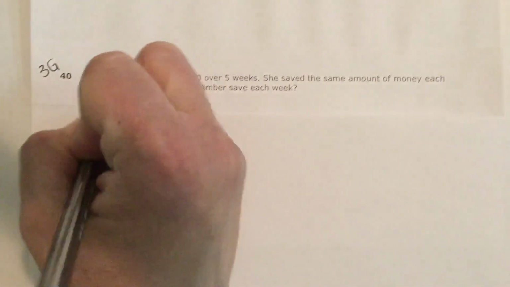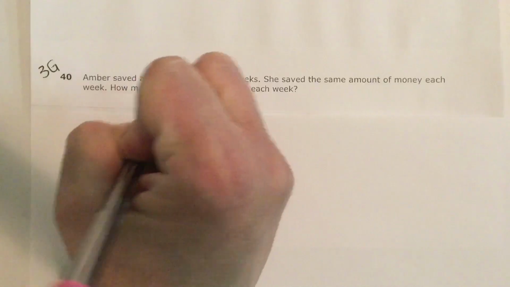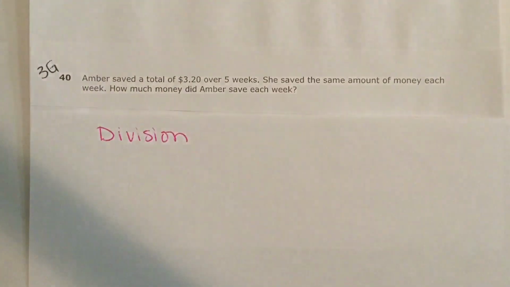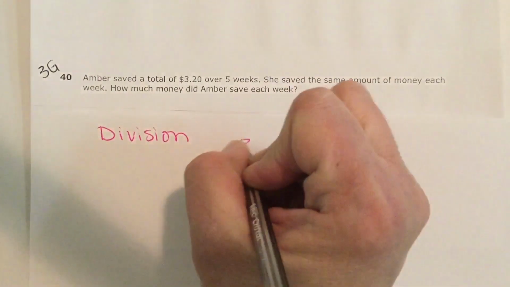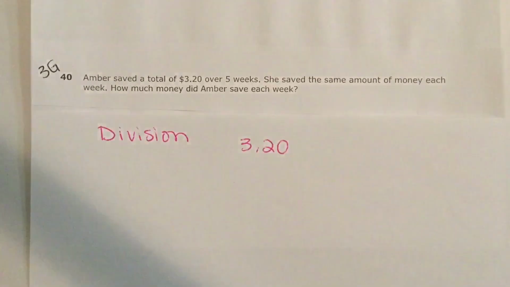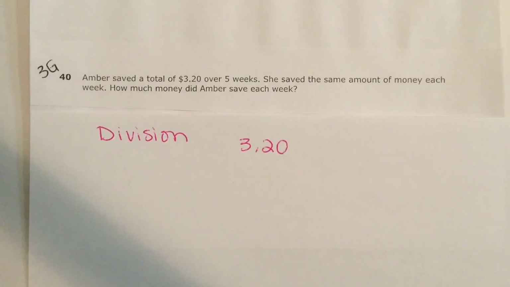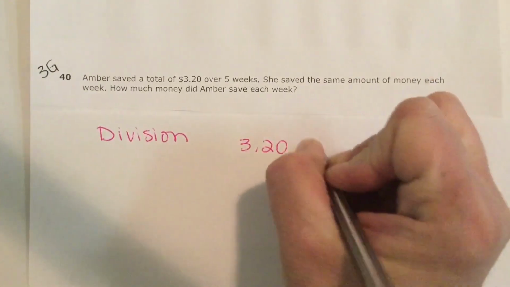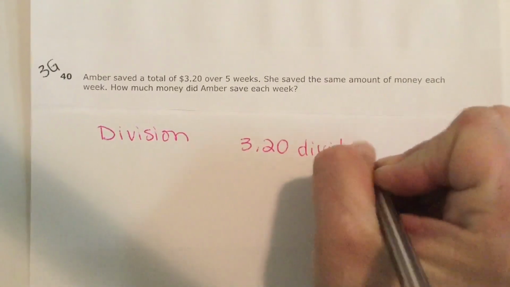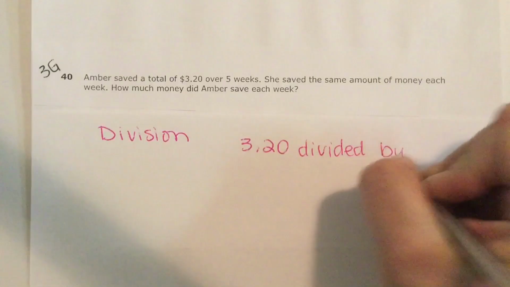Okay, again, this one is going to be division. She saved $3.20 total, and they want to know how much she saved each week. So we're going to divide it by 5.